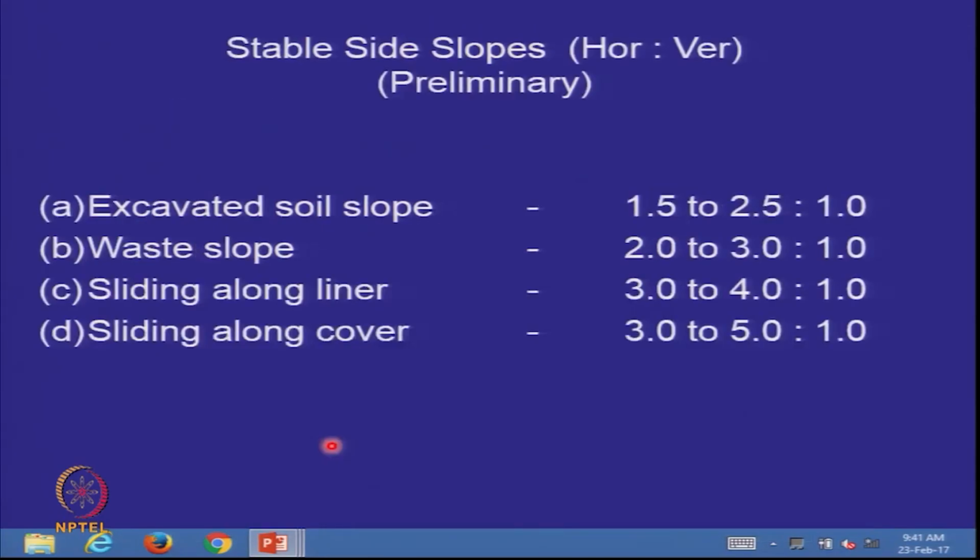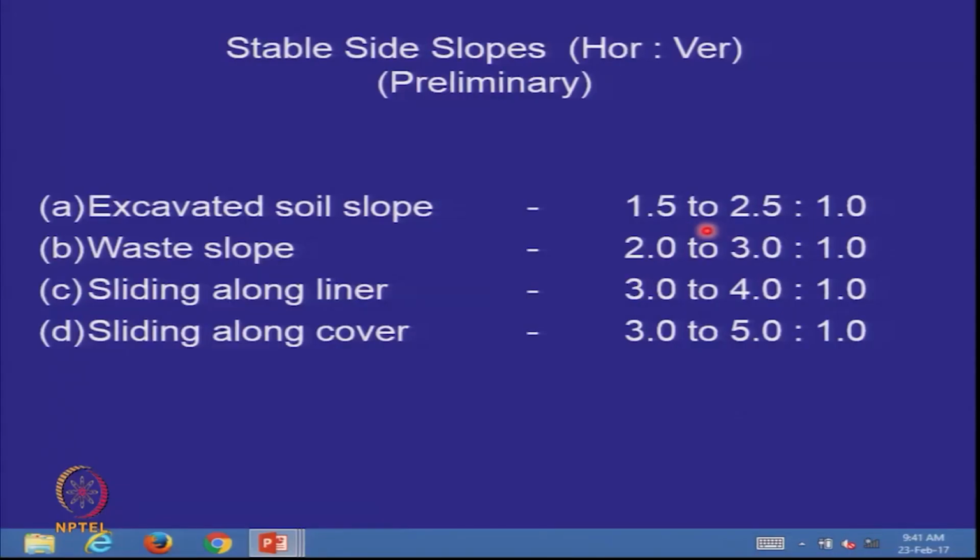The slopes that we use in the preliminary section, typically excavated soil maybe 2:1. We may keep the waste slope 2.5:1. For the liners 3.5:1, and for the covers 4:1. That's the average of these. Now when you do the slope stability analysis, you'll get a more accurate handle as to what slopes you should adopt, and you can fine tune these slopes.